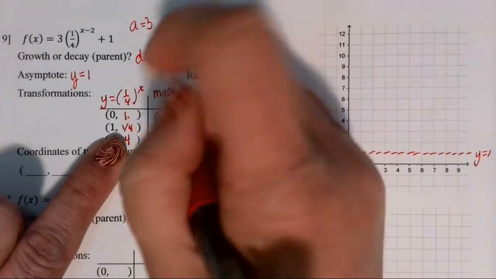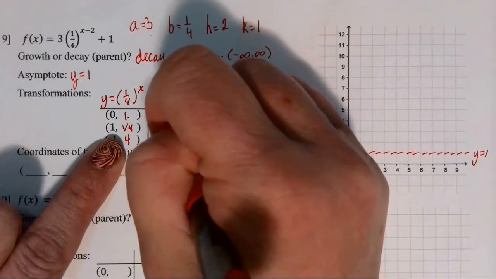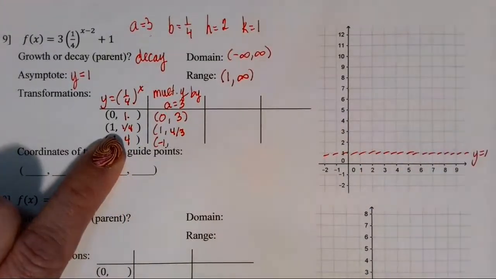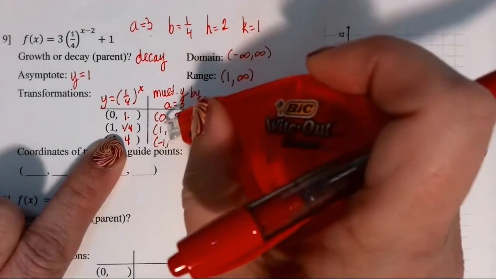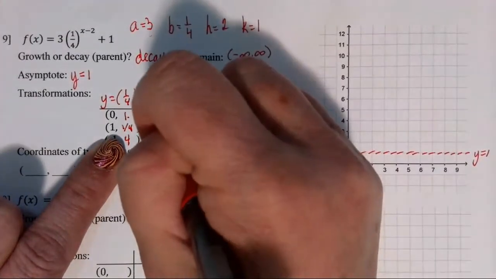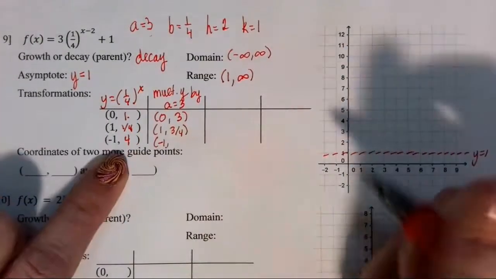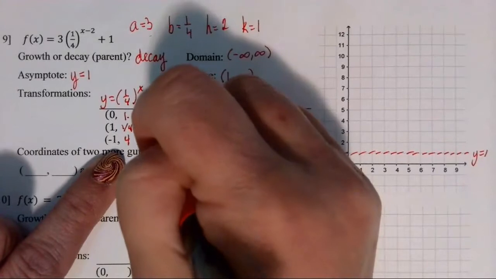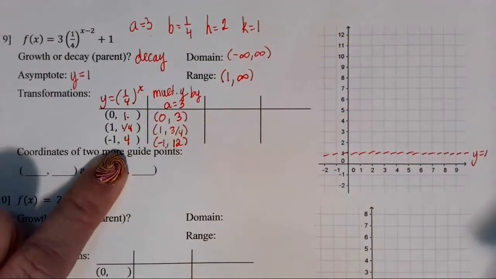1/4 times 3 is 4/3. Oh no, it's not. Let's fix that. 1/4 times 3 is 3/4. I have that upside down. And then 4 times 3 is a positive 12.